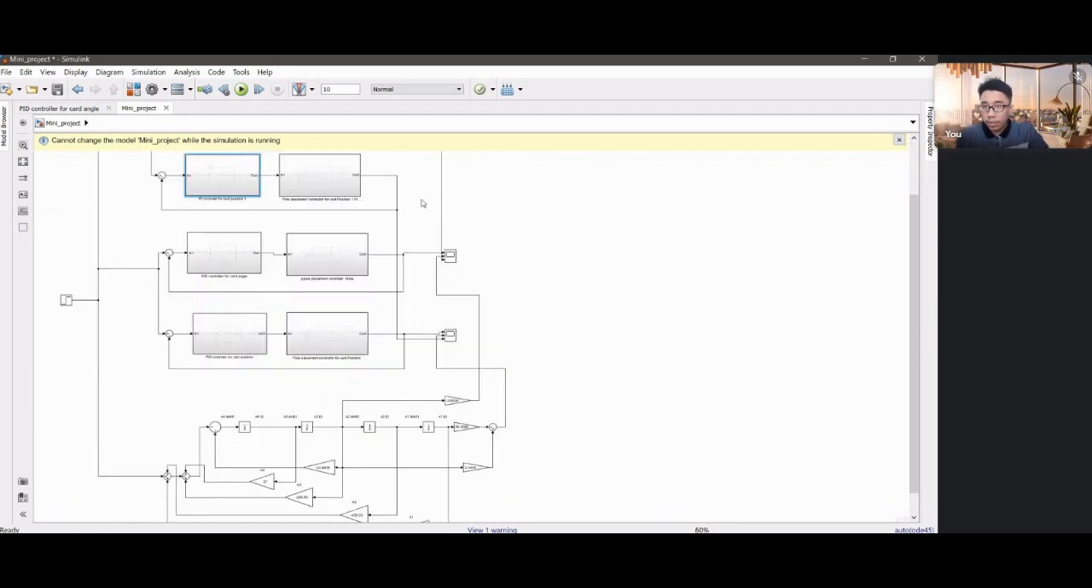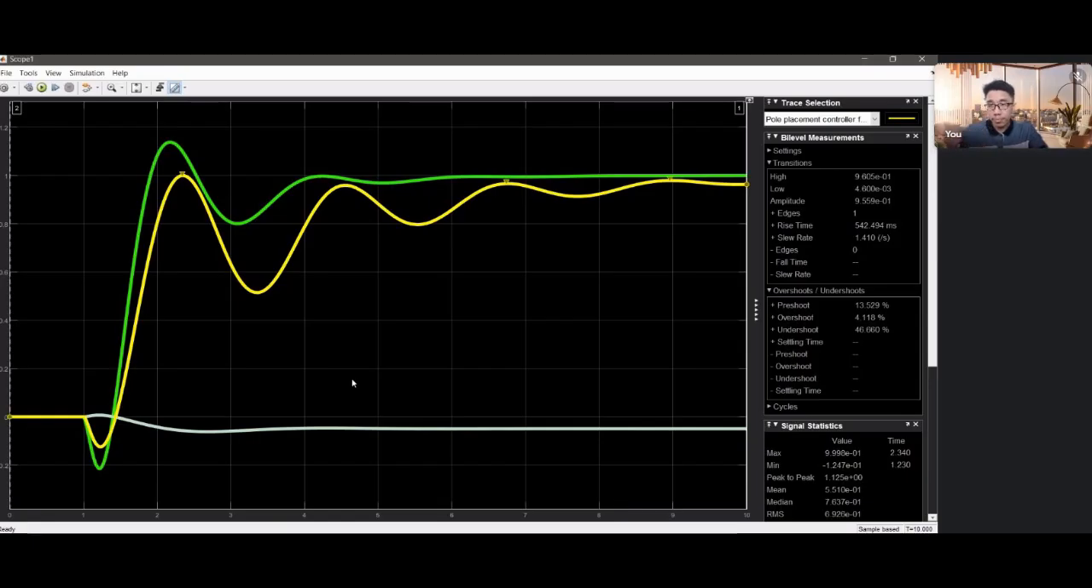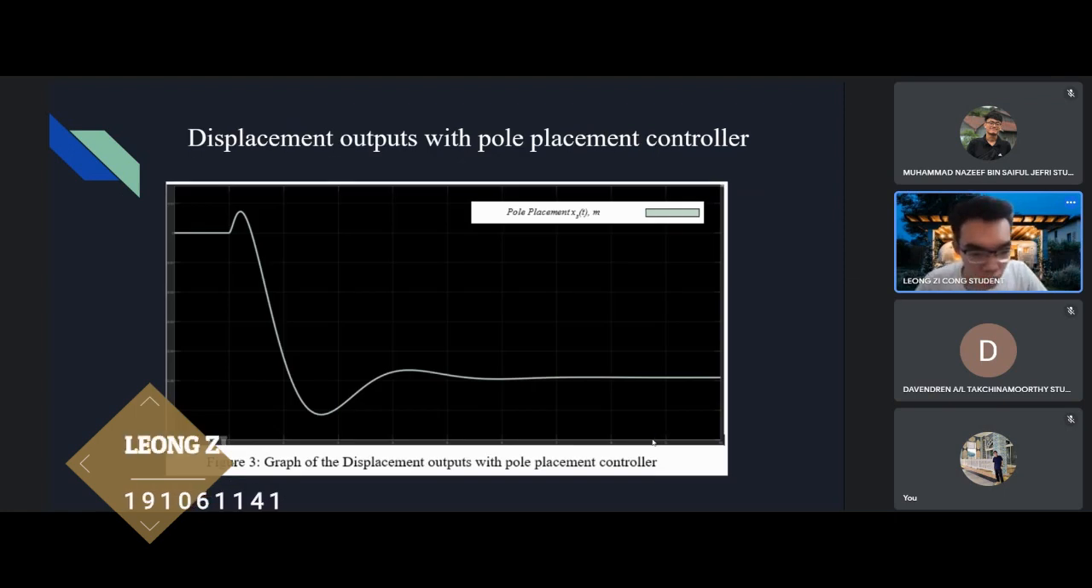Okay, so the output is... This is our angle for the PID controller, pole placement and PI controller, and then this is our displacement for the pole placement, PID controller, and then the output from the PI controller. Okay, next. Okay, we can see over here.